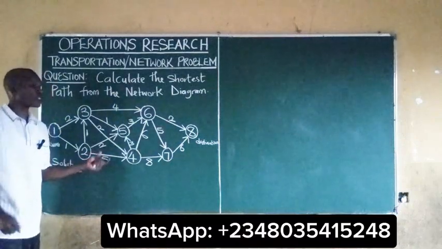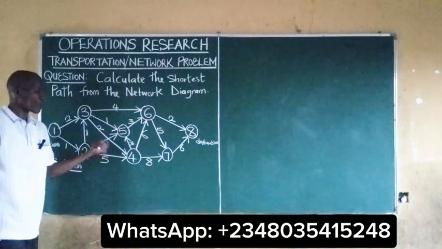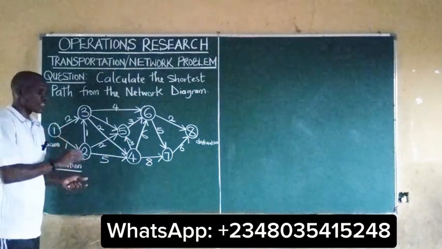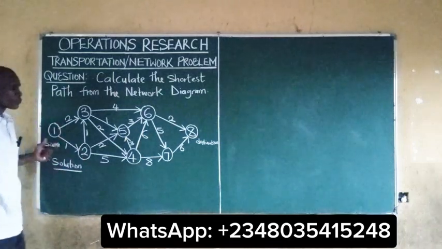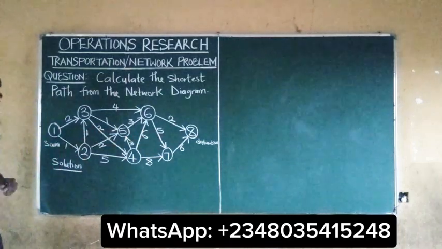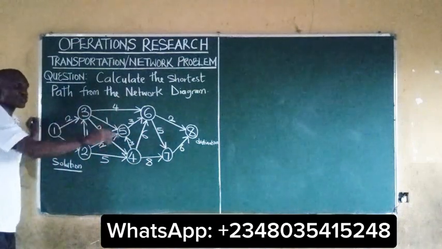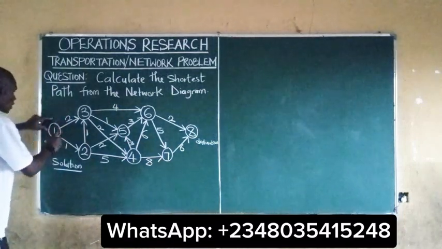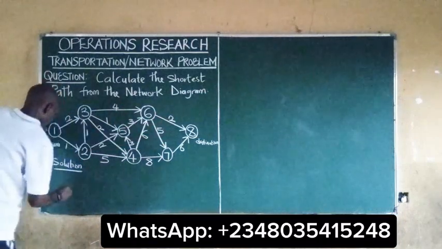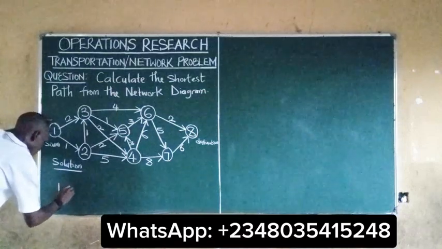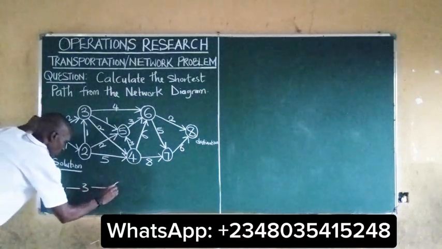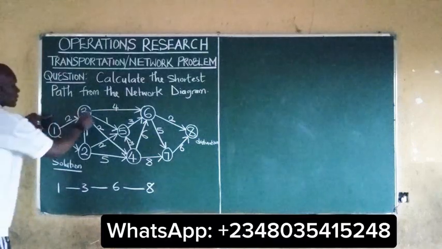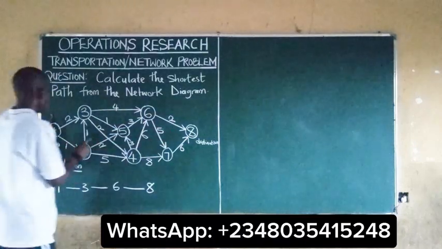If you want to compute the shortest path for a network question like this, all you need to do is to consider all the routes involved from the source to the destination. The first thing to do is to pick all the routes one by one and find the shortest path. The first one, we take 1368.